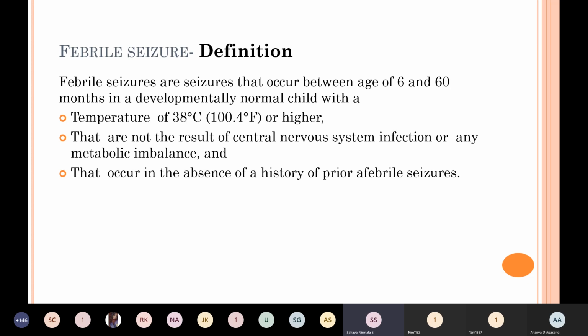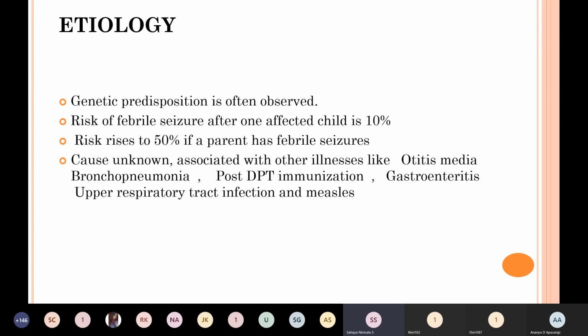So, seizure; the common age group is 6 to 60 months, and it should be a developmentally normal child with a fever, and there should not be any metabolic imbalance or a CNS infection, and this child should not have had any previous afebrile seizures or unprovoked seizure. Only then will we call it a febrile seizure.